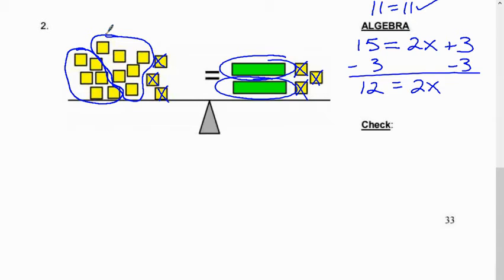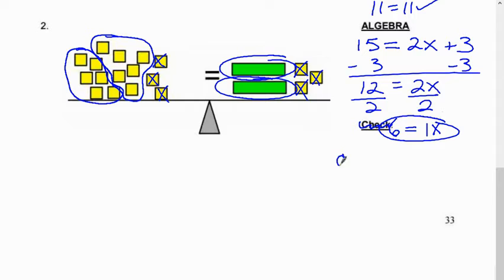Let's show that algebraically. Okay, what we did to each side was divide them into 2 equal groups. When I divide 2x by 2, that gives me my 1x. And when I divide 12 by 2, that gives me a value of 6. So I know that 1x is equal to 6.